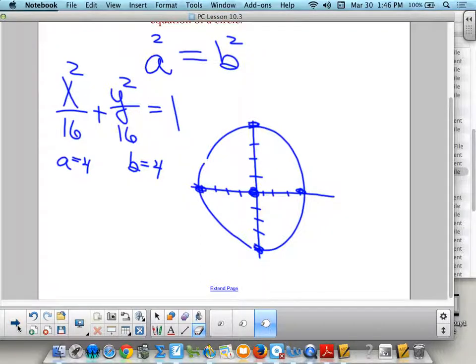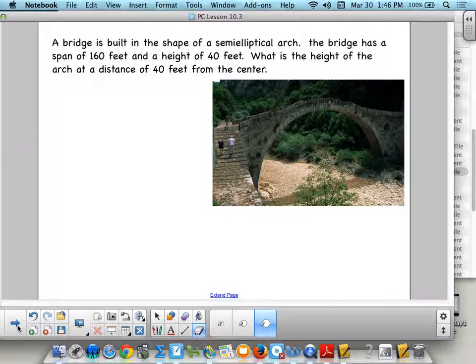Okay, last slide. Here it is. This is the story problem that goes with ellipses, and this is something on the quiz Wednesday that you're going to have to do. A bridge is built in the shape of a semi-elliptical arch. It almost looks like a parabola, doesn't it? But because they said semi-elliptical, you have to assume that it goes under the ground, curls around, comes back up. So it is an ellipse. So your job is to take it and write an equation for this.